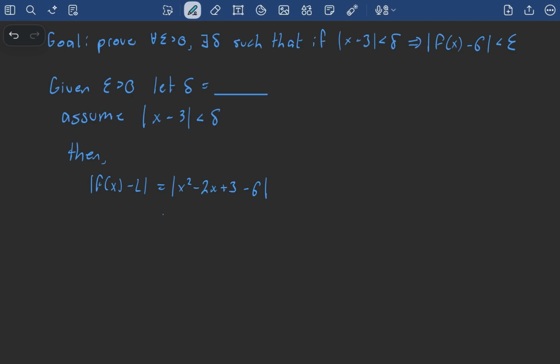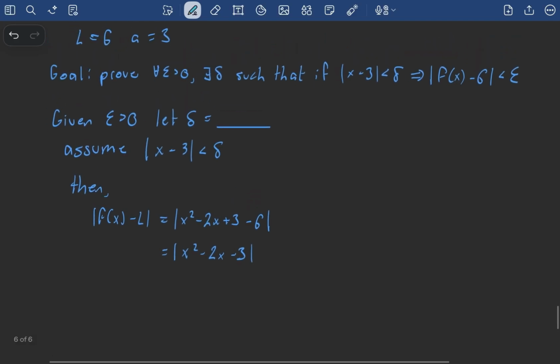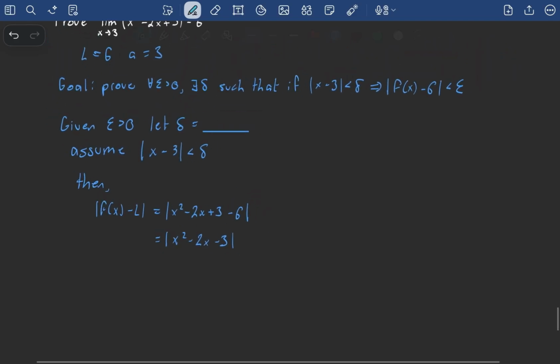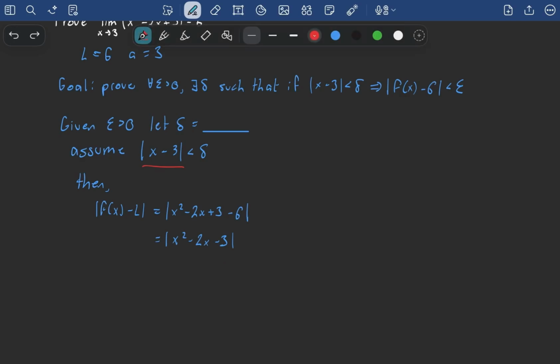Now let's do some simplification. This is equal to x squared - 2x - 3. And this doesn't look great. Our goal here is we want to try to get this into this. We want to get our x - 3, because then we can compare it to delta and choose delta to be something that gives us epsilon on that side, so that we can prove that the absolute value of f(x) - L is less than epsilon. But in this case, we don't find the absolute value of x - 3 appearing in our answer.